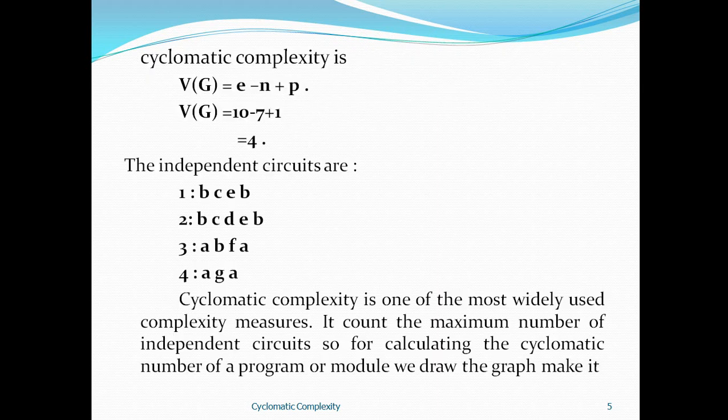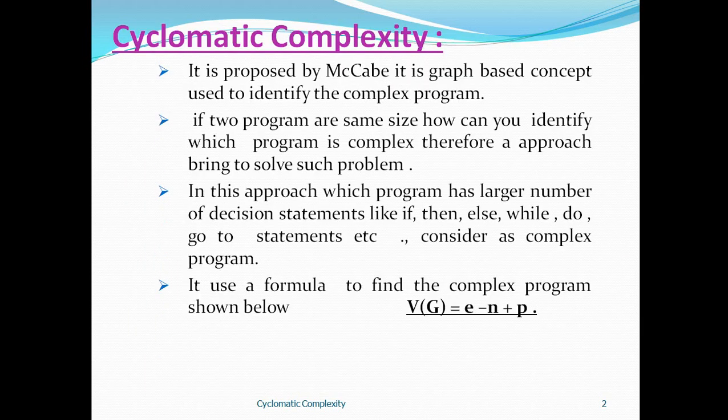So it is clear that cyclomatic complexity is used to measure the complexity of a program. It is very helpful if two programs are the same size, as we can identify the more complex program among them. It is proposed by McCabe. It is a graph-based concept to identify complex programs. Programs which have a large number of decision statements, such as if, else, while, do while, go to statements, are considered complex programs.